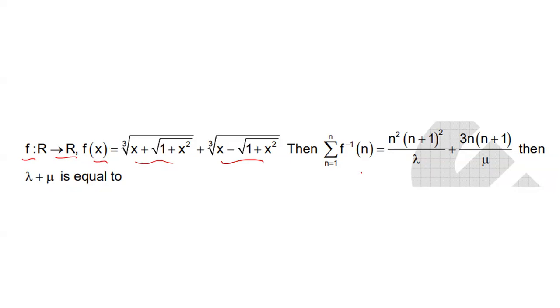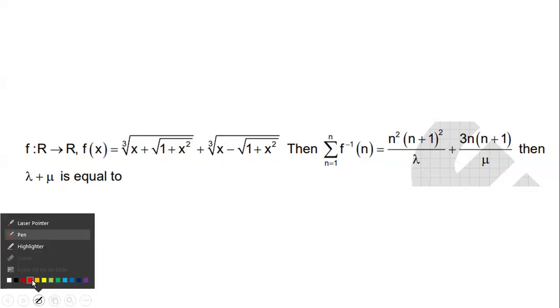And then this summation is given, which is the summation n equal to 1 to n of f inverse n, and this summation we can express in this way. Based on that we have to tell the value of lambda plus mu. Lambda is this thing and mu is this thing. So first of all we have to do this summation, and then based on our expression we have to compare with this expression, and tell the value of lambda plus mu.